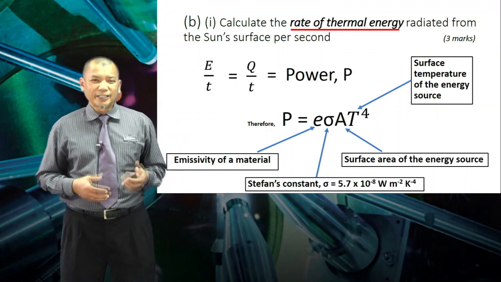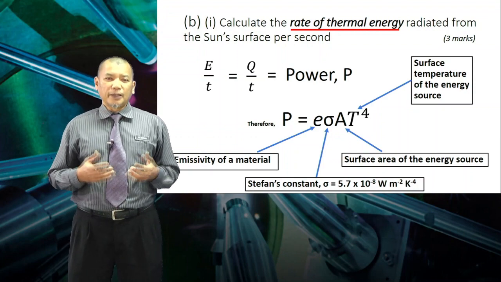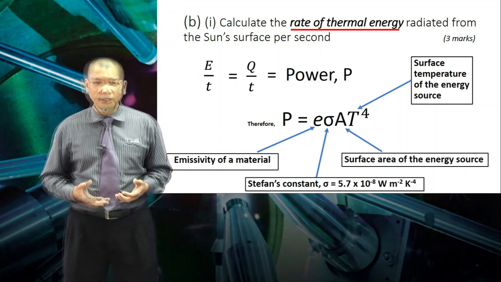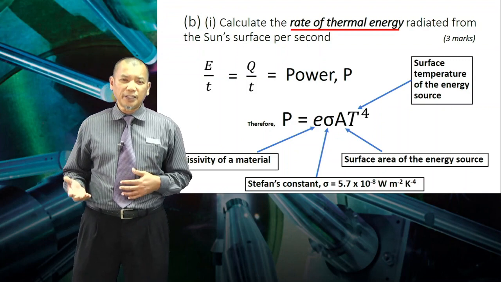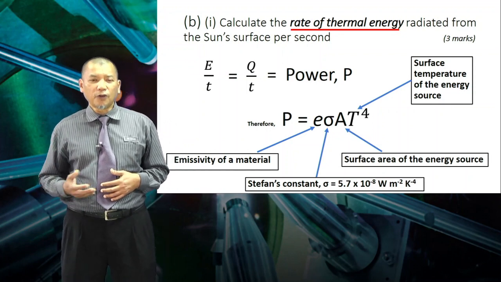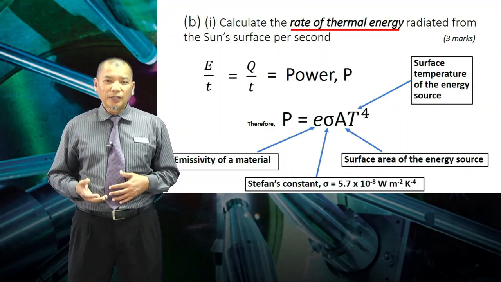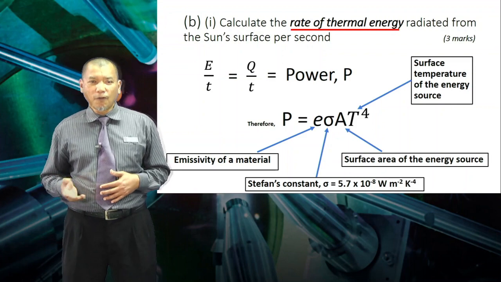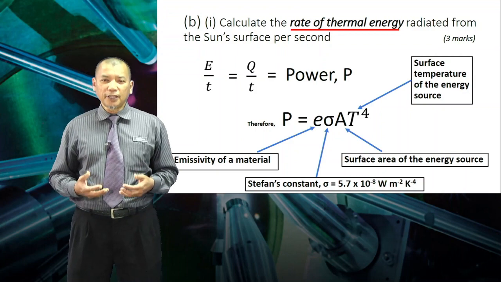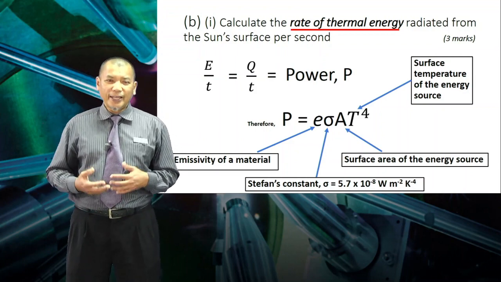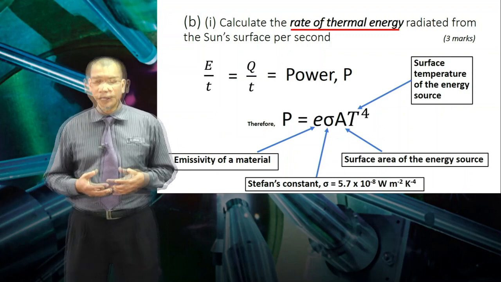The third step is to try to recall the related formula involved in this subtopic. The power of electromagnetic radiation is equal to the rate of heat radiation energy change. Therefore, P equals E times sigma times A times T to the power of 4. E stands for emissivity of the material, sigma stands for Stefan's constant, A stands for surface area of the point energy, and T stands for surface temperature.